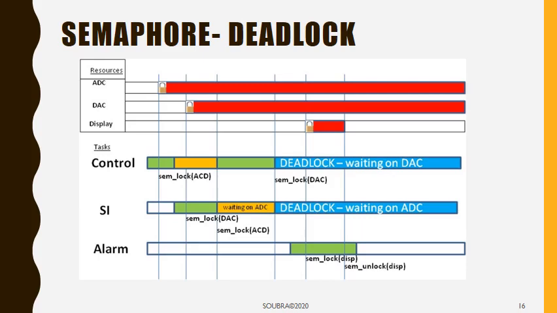It will be blocked. This one resumes execution and attempts to take the DAC that is taken by the SysID, and hence this one is blocked as well. And here we're waiting indefinitely for the DAC, and here we're waiting indefinitely for the ADC, hence it's a deadlock. The luckiest one is the alarm because it's an independent one that only uses the display.